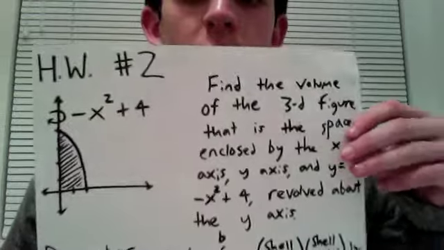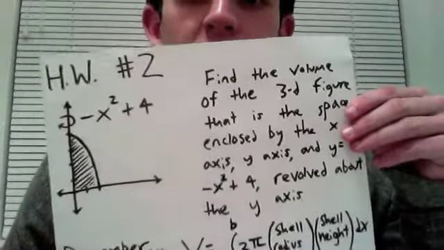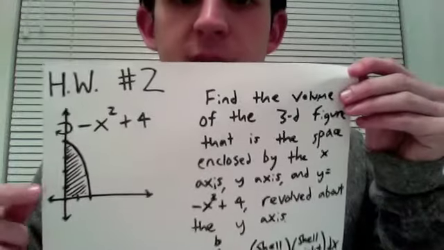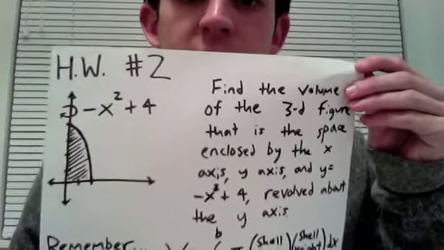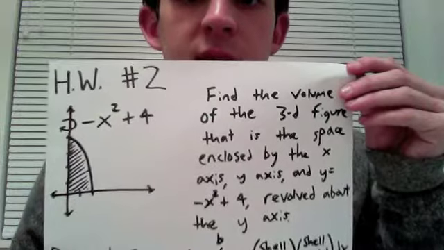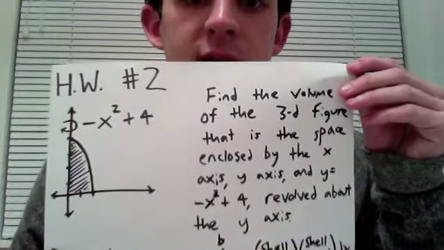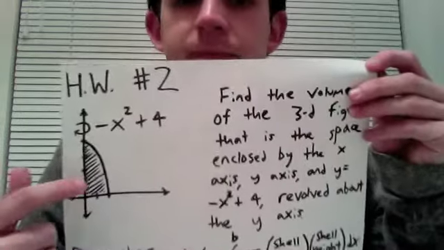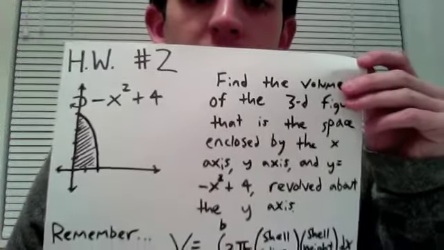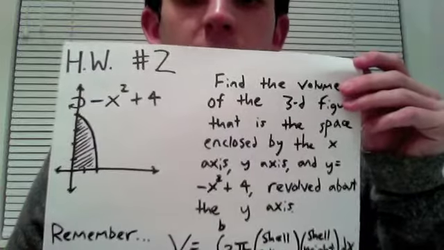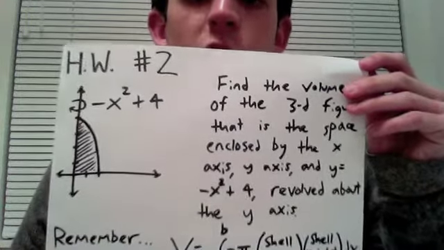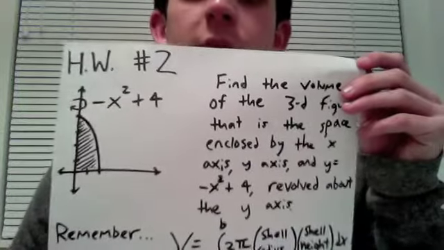So for the last homework problem, what you're going to be doing is finding the volume of the 3D figure that is this space enclosed by the x-axis, the y-axis, and the equation y equals negative x squared plus 4, revolved about the y-axis. And remember that the equation for the shell method is volume equals the integral from a to b of 2 pi times the shell radius times the shell height.